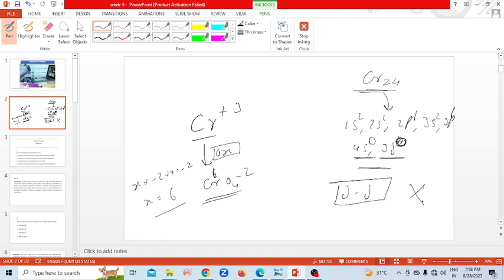So if d-d transition is not possible, then what is responsible for the coloring of this compound? What is the reason behind it?